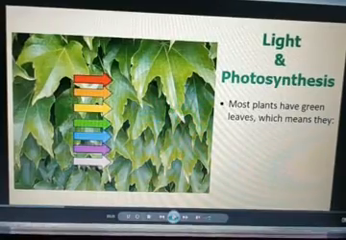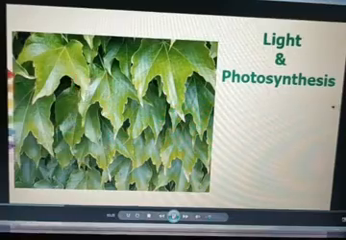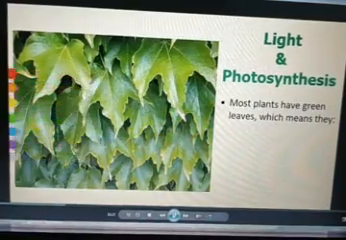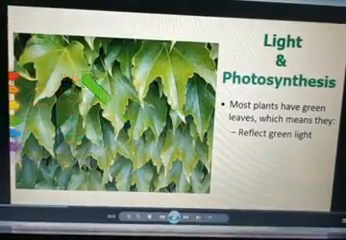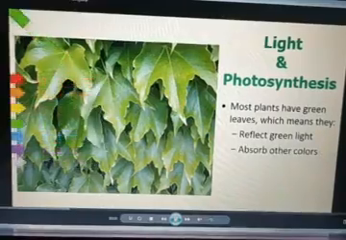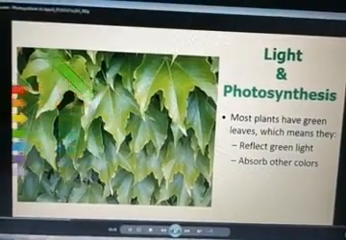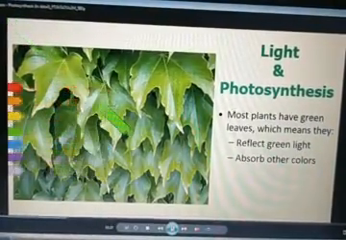You might have seen that green plants have green leaves because they reflect the green light and absorb all other colors into the leaves, and they power the photosynthesis.